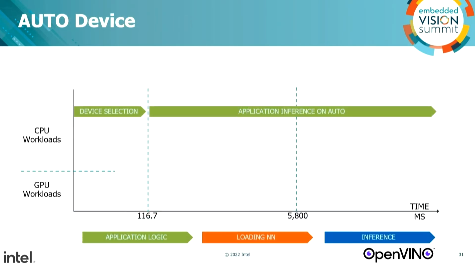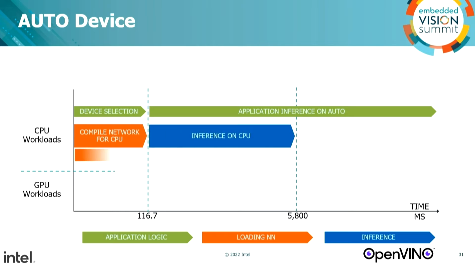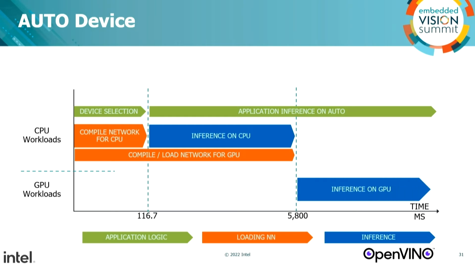So here's how this actually could work. What if you have a model that runs faster on the GPU, but is really slow to load on the GPU, so load and compile? What this plugin is going to do is first compile that network very quickly for the CPU, start inference on the CPU, and then meanwhile, while inference is running, it's going to compile and load that network on the GPU. Once that's done, it's going to switch inference from CPU to GPU so that it can run faster, because remember, it can run faster on the GPU. Then it releases the resources on the CPU, and that way you can get the overall faster performance, but not incur the delay of loading that network on the GPU.